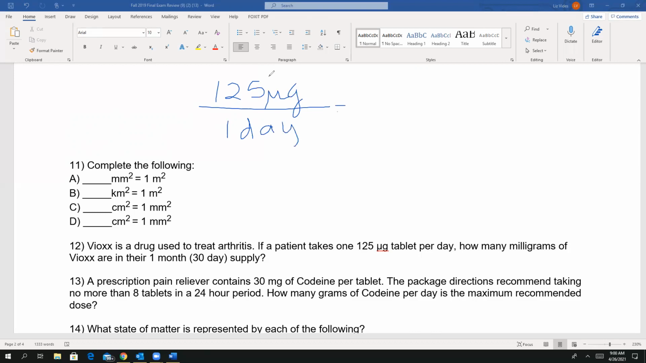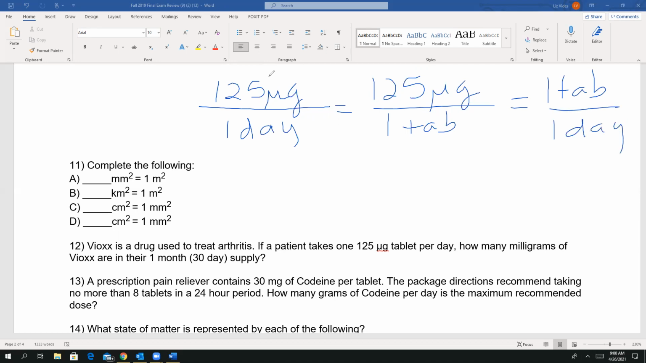It also is telling you that it's 125 micrograms for 1 tablet, right? It also is telling you that you have 1 tablet for 1 day. It's telling you all those things. You see that? So they're asking you how many milligrams are there in 1 month supply or 30 days, right? So we're starting with this, right? Because we first have to figure out how many.